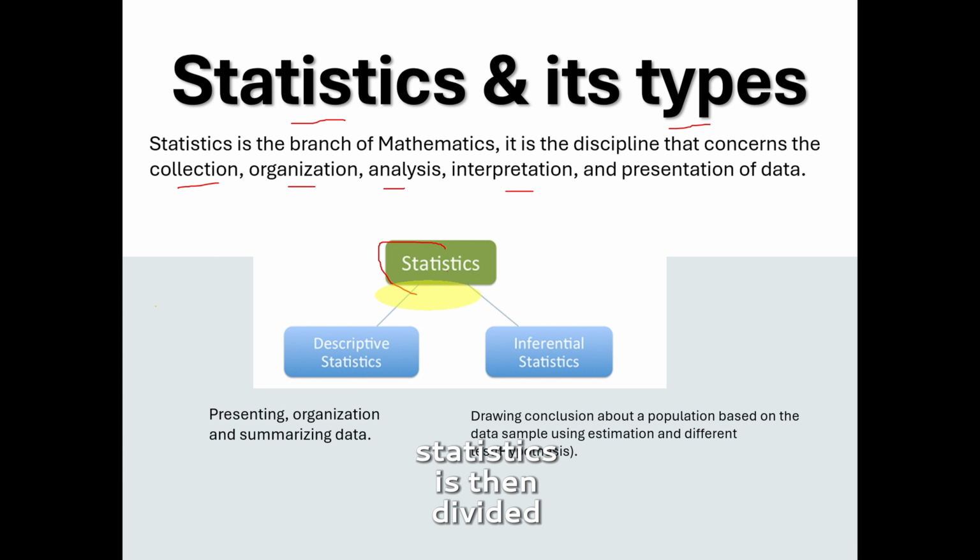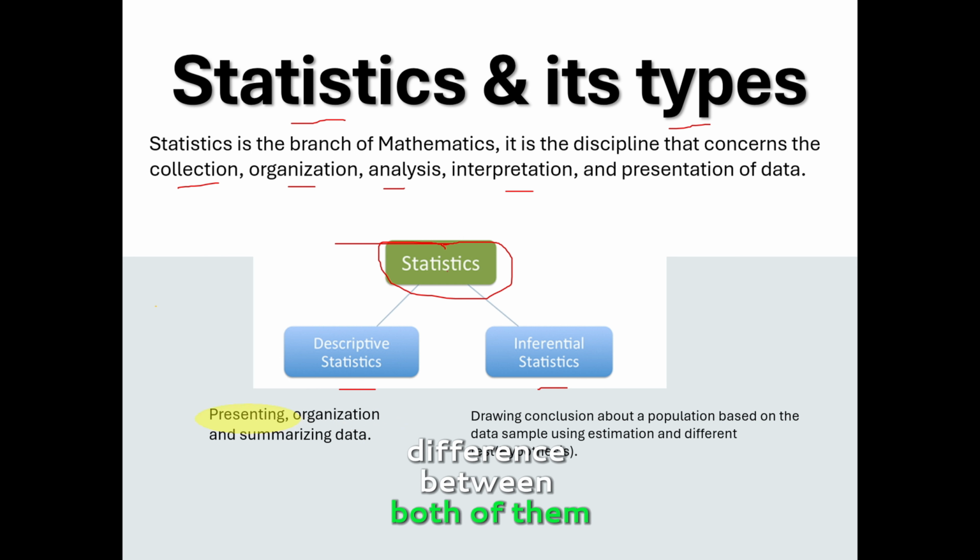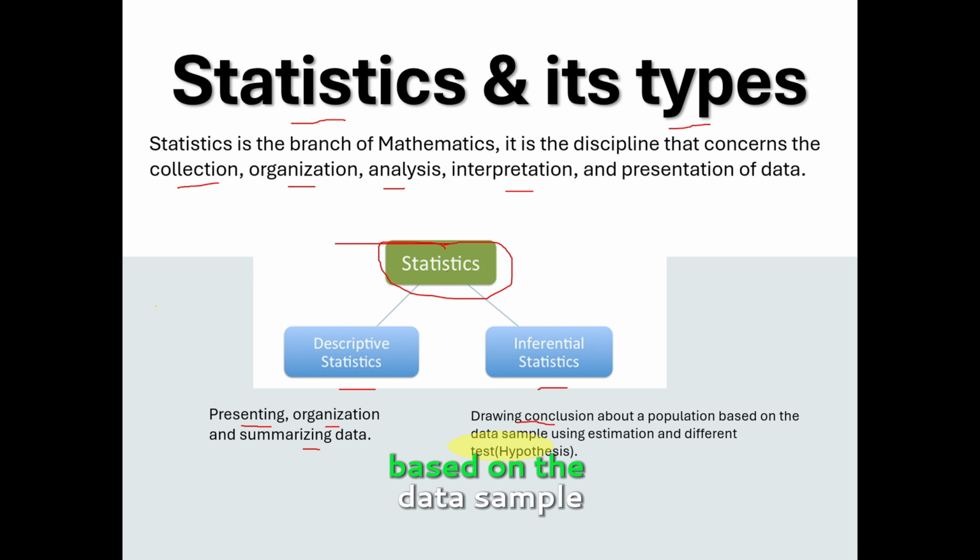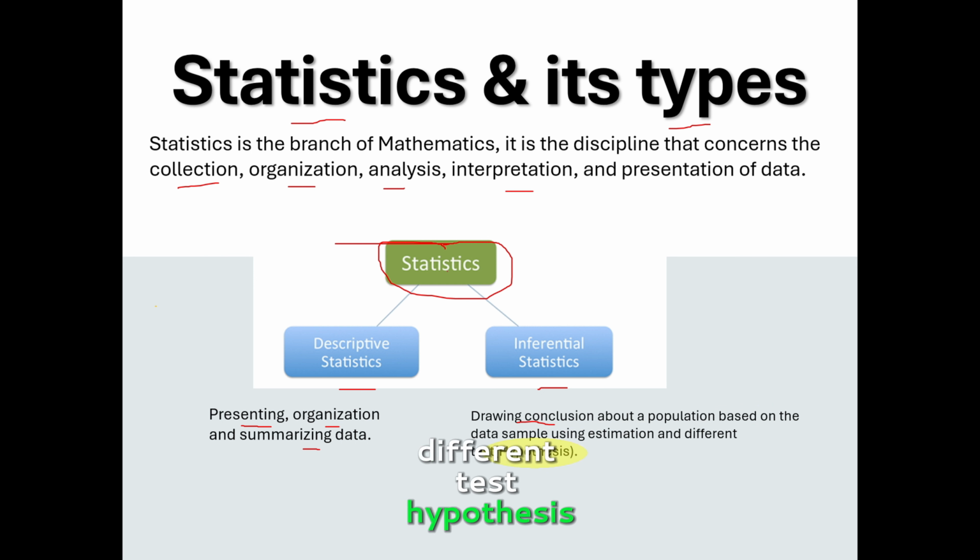Statistics is then divided into two. Number one, you have descriptive statistics. The other one is inferential statistics. Now let's understand the difference between both of them. Descriptive statistics is presenting, organizing, and summarizing of the data, whereas inferential statistics is drawing conclusion about the population based on the data sample using estimation and different test hypotheses.